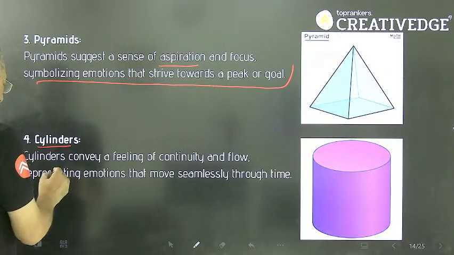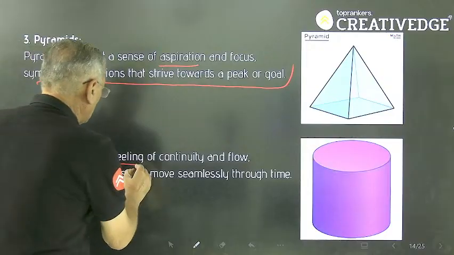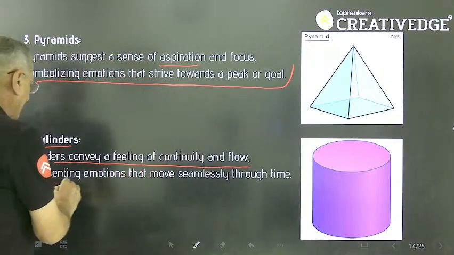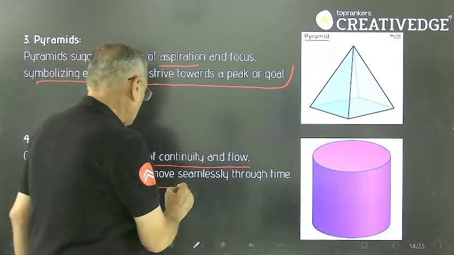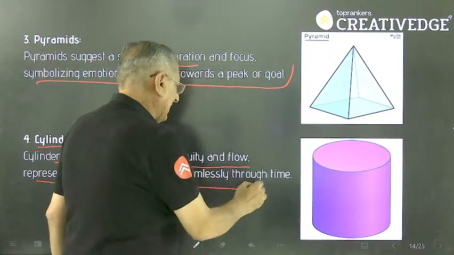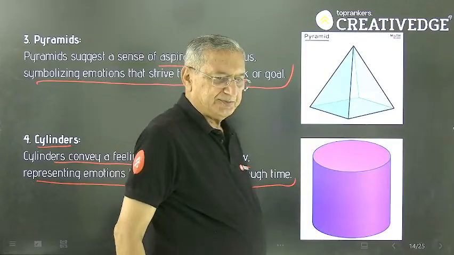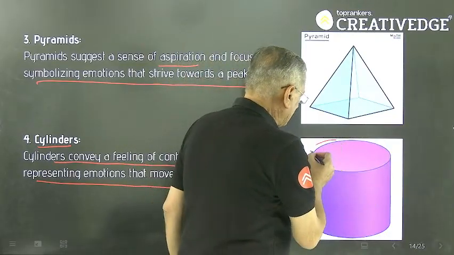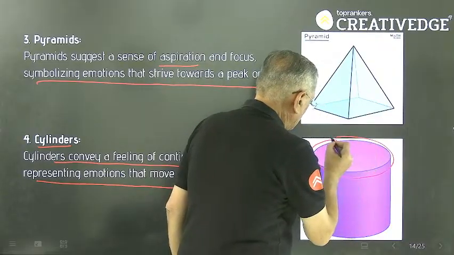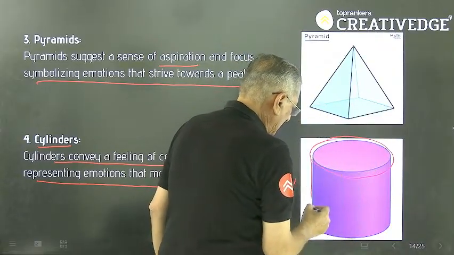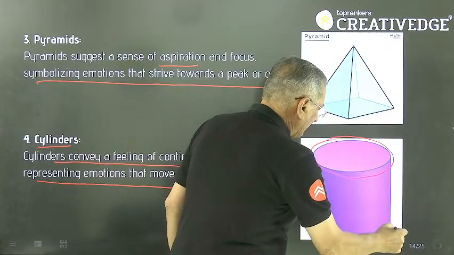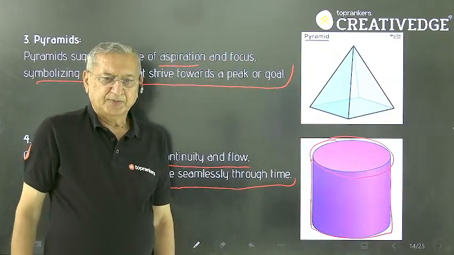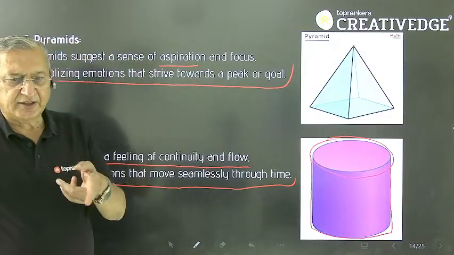Cylinder. A cylinder conveys a feeling of continuity and flow, representing emotion that moves seamlessly through time. Some people say that a cylinder is a combination of a rectangle and a circle. True, a rectangle and a circle.